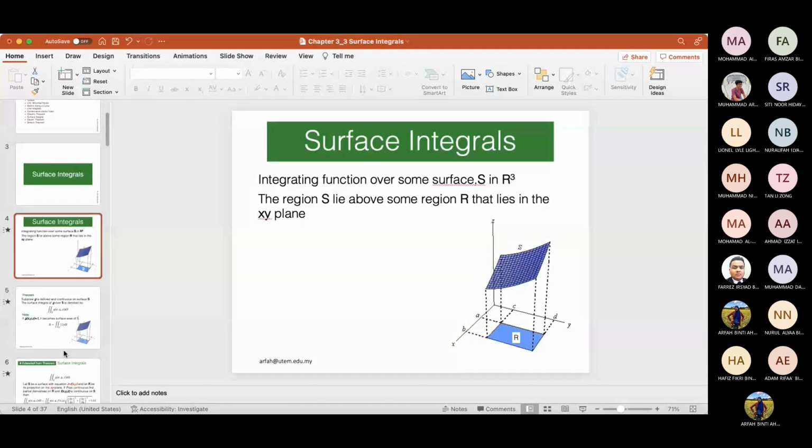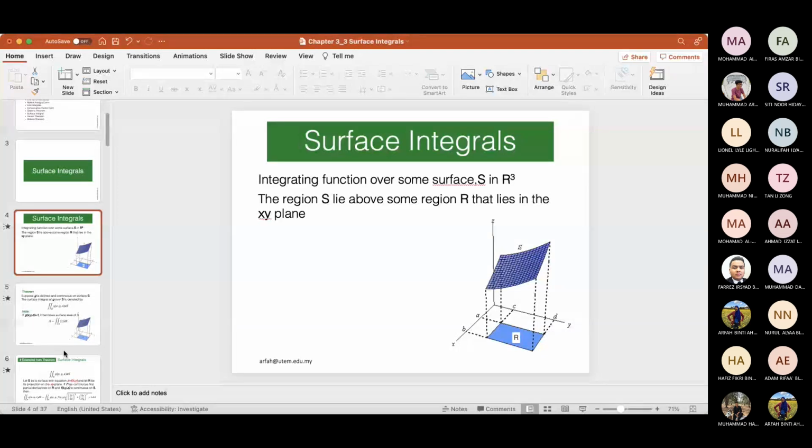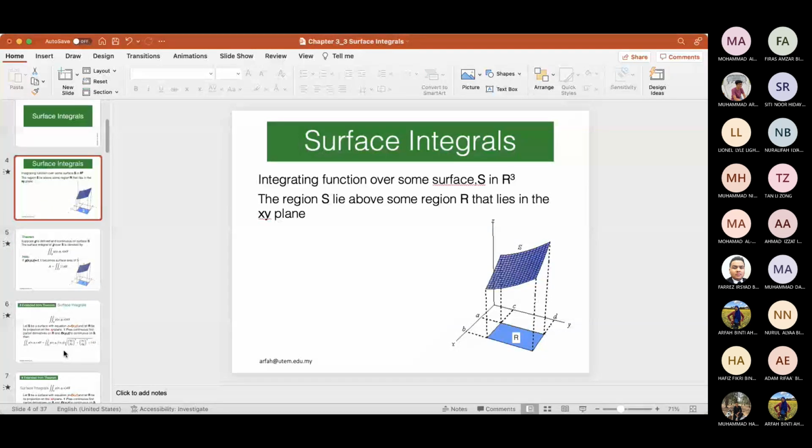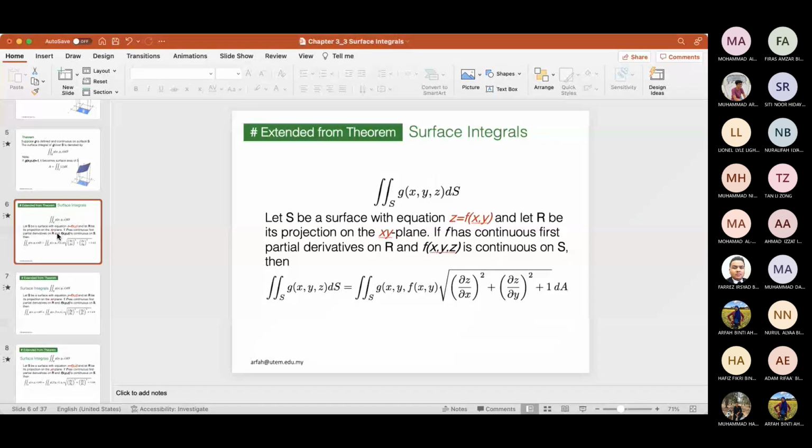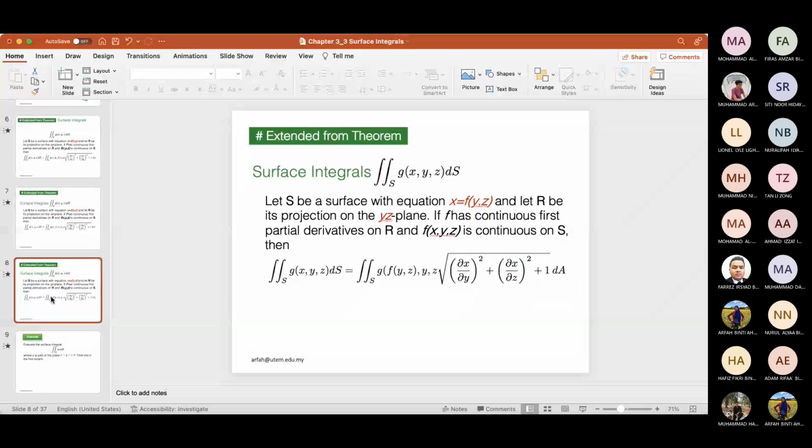cases where the projection of the scalar function is either on the xy plane or the yz plane, because we have three dimensions, x, y and z, hence the projection can be in any one of these three planes. The associated formula will be changed as well if the projection is on the xy plane.